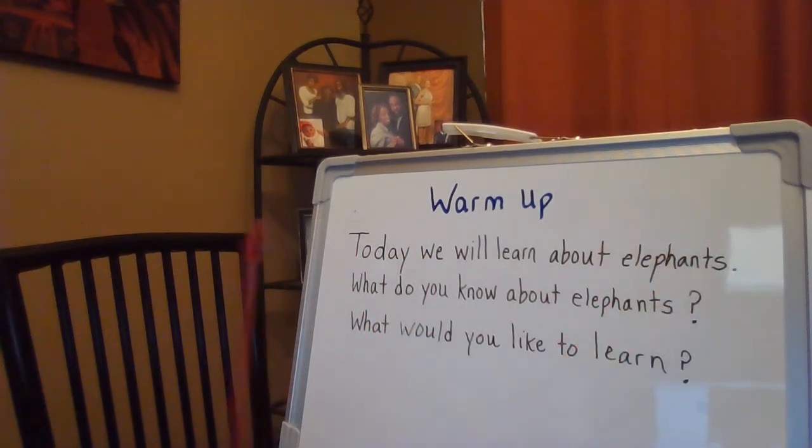This is called a sentence. A sentence always begins with a capital letter and it ends with an end punctuation mark. This end punctuation mark is called a period, okay? Because it's telling a statement. It's giving you information. It's a telling sentence. It's telling you what you're going to learn about. And what are we going to learn about? Elephants, okay?